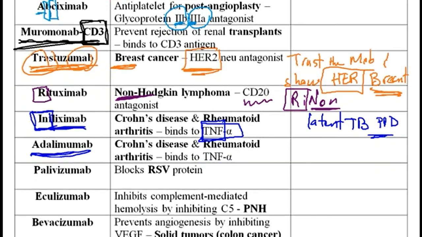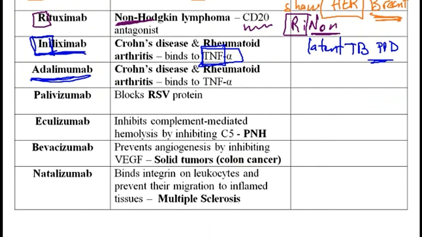The next monoclonal antibody that we have is Palivizumab, and the way that you can memorize it is that Palivizumab inhibits the RSV virus. So here we have the Palivizumab VI inhibits the RSV virus.